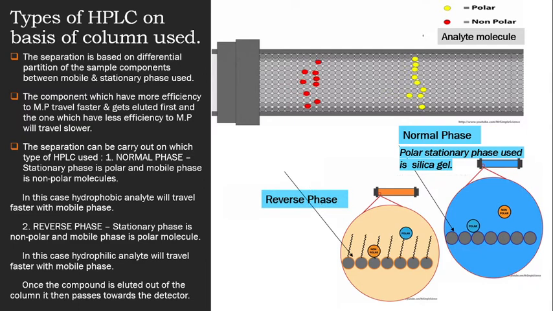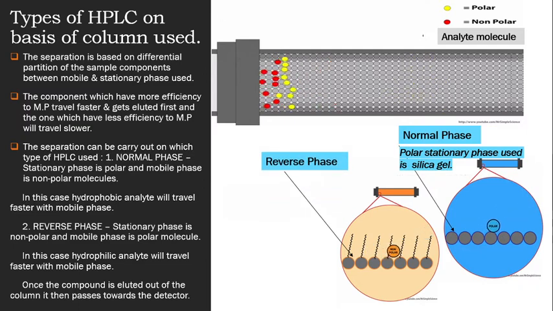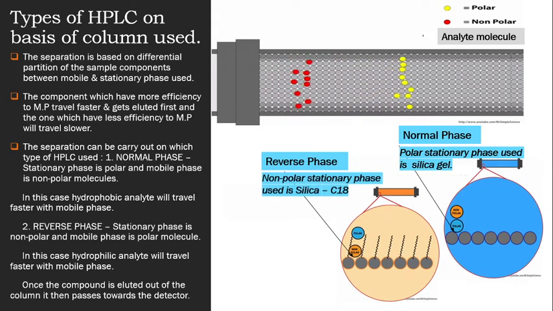Second is the reverse phase HPLC, where the stationary phase is non-polar and the mobile phase is a polar molecule. The non-polar stationary phase used is silica C18. In this case, the hydrophilic analyte will travel faster with this mobile phase. Once the component is eluted out of the column, it then passes towards the detector for the analysis.